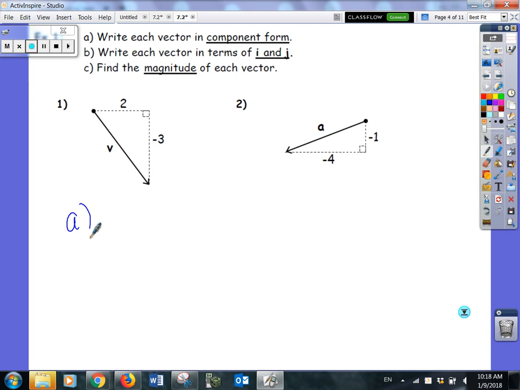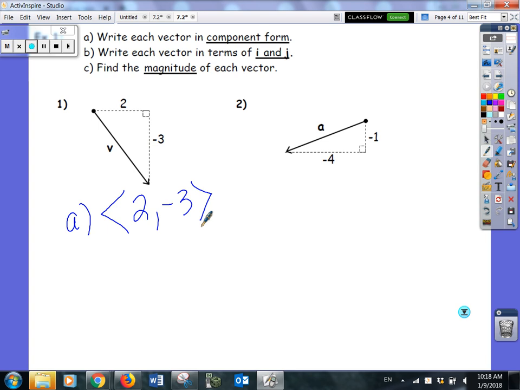So for letter A, write each vector in component form. So we have to start at the initial point. Okay, the initial point is not the point where the arrow is. The initial point is the dot. So we're going in the direction of the arrow. So if we start here, our horizontal component is left or right. So since we're going to the right, that's positive 2. Then we go down towards the arrow, so down, that's why that's negative 3, that's the vertical component, and there's your vector in component form.